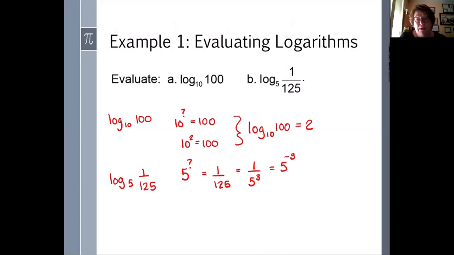So 5 to the minus 3 is equivalent to 1 over 5 to the third, which is equivalent to 1 over 125. So now, what exponent do you raise 5 to get 1 over 125? And the answer is negative 3. So the log base 5 of 1 over 125 is negative 3. Because what do you raise the base 5 to get 1 over 125? Well, you would raise it to the negative third power.